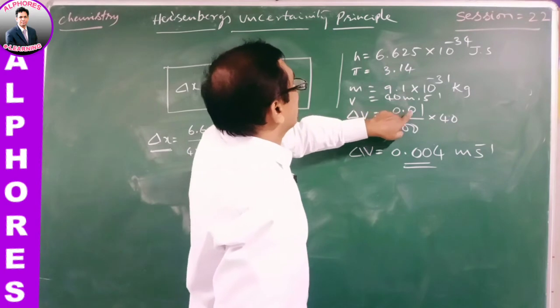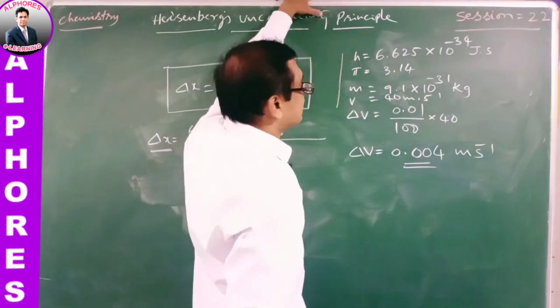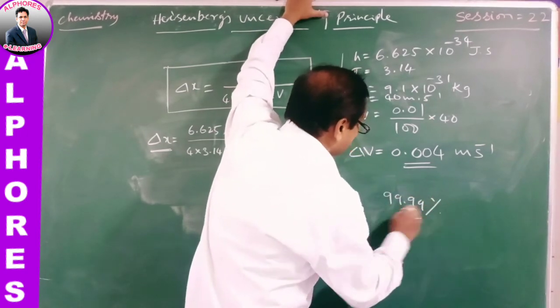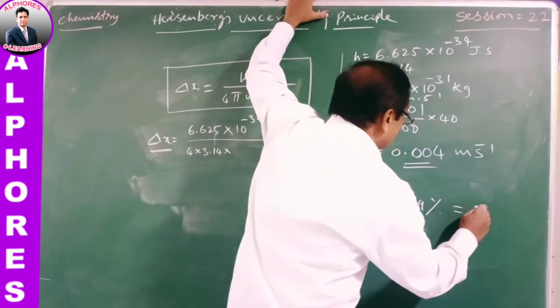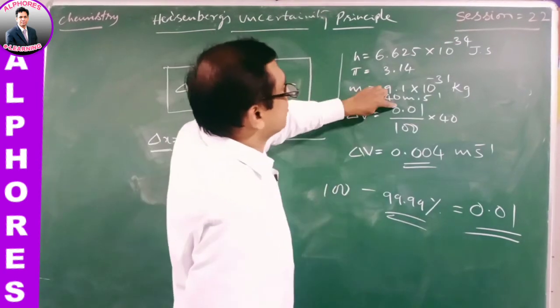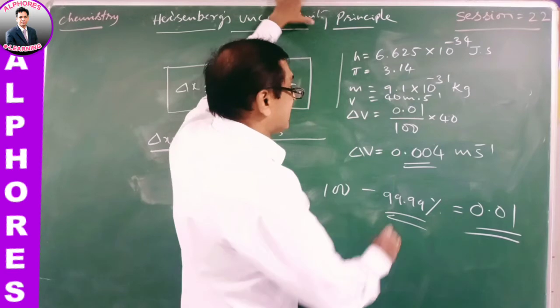The accuracy is 99.99%, so 100 minus 99.99 is equal to 0.01. So 0.01 by 100 into 40 is delta V. We can calculate this much.